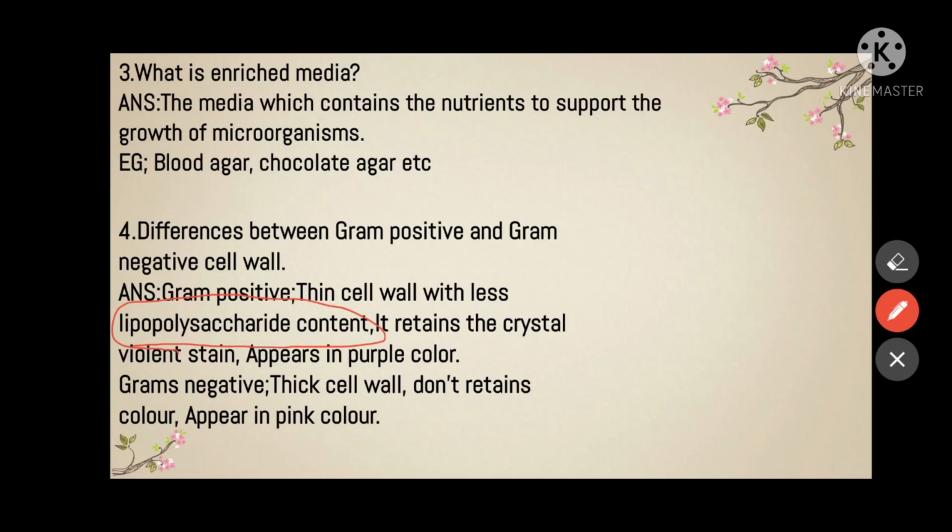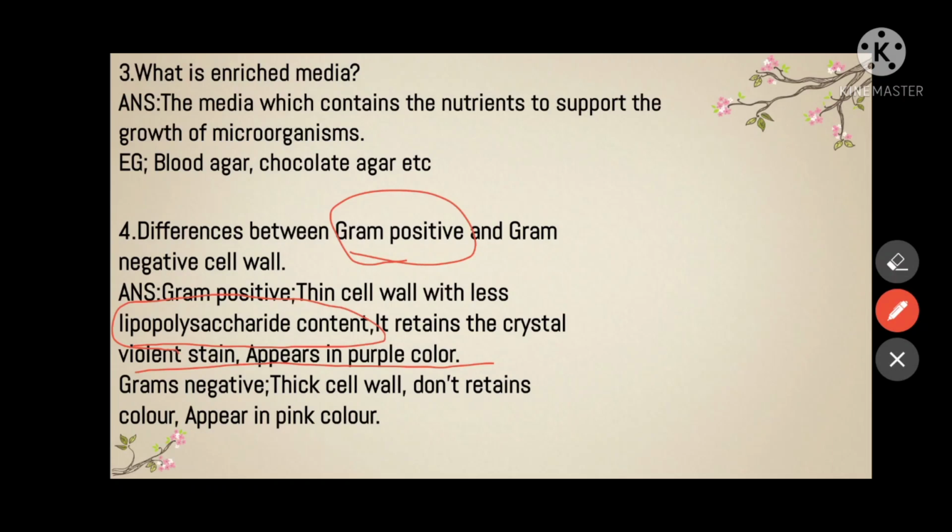Okay, it retains the crystal violet stain and appears purple in color. Which one? That is gram positive. Due to its thick cell wall, with less lipopolysaccharide content, it will absorb the color, which means it retains the crystal violet stain and appears purple in color.